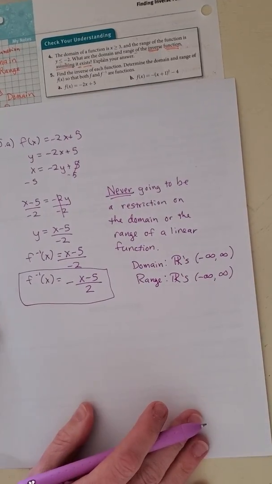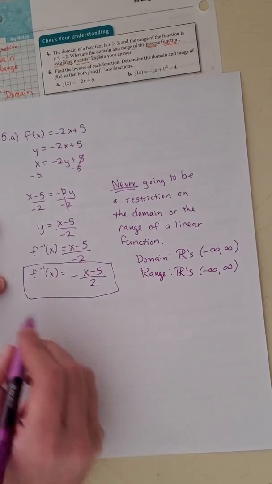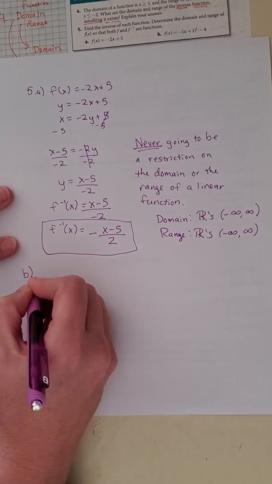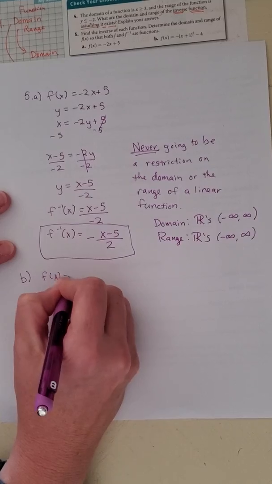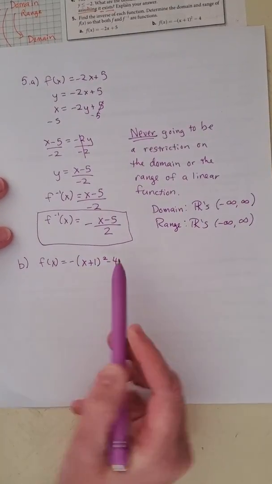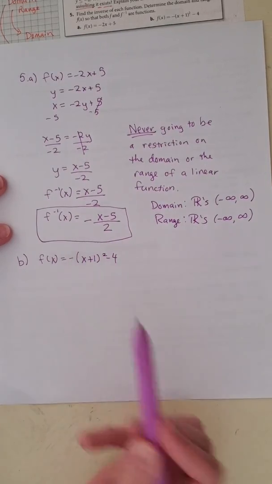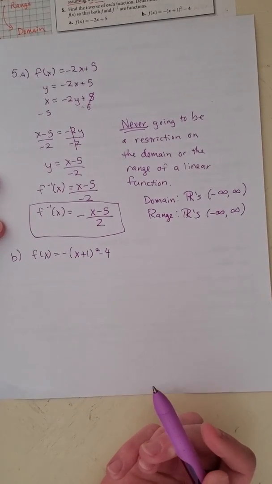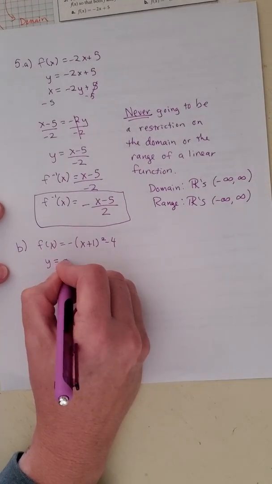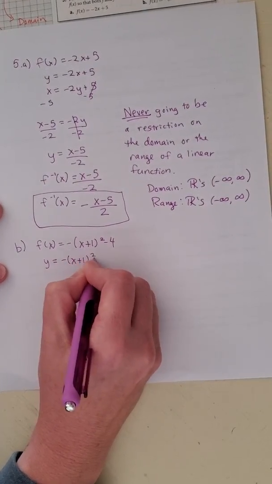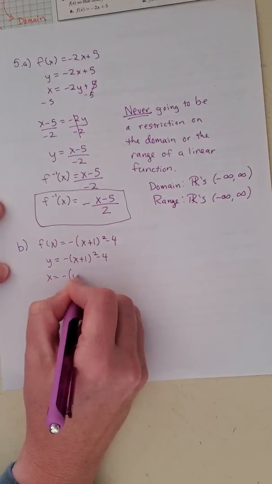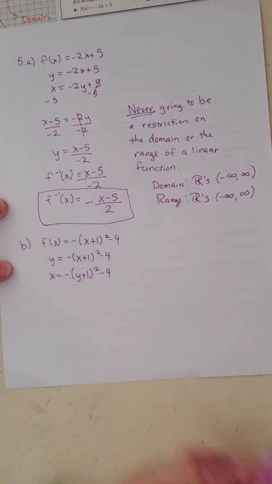All right, so that was 5a. Let's do 5b. 5b says f of x equals negative x plus 1 squared minus 4. Now, as soon as I see that we have a quadratic, I know that we're probably going to have restrictions. All right, so let's go ahead and find the inverse. First I rewrite it with y, then I will switch x with y, and I'll begin to solve.